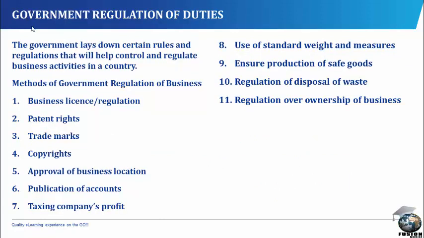Government regulation of business. The government lays down certain rules and regulations that will help control and regulate business activities in a country. There are various ways by which government regulates business, and they include the business license or registration, the patent rights, trademarks, copyrights, approval of business location, publication of accounts, taxing companies' profit, use of standard weights and measures, ensuring production of safe goods, regulation of disposal of waste, and regulation over ownership of business.